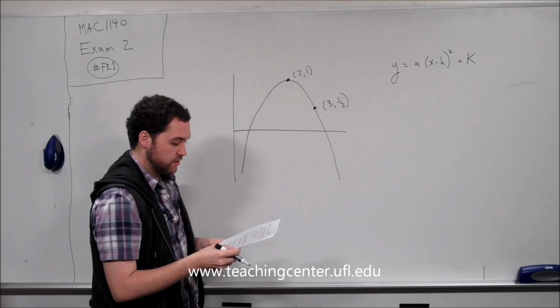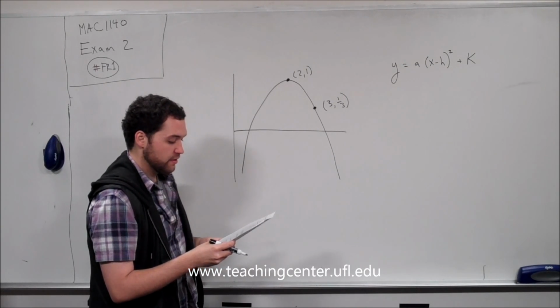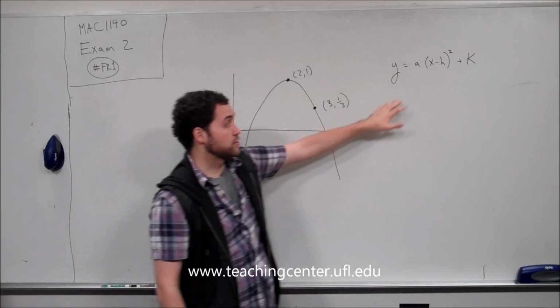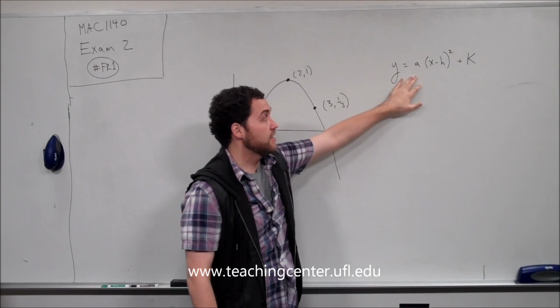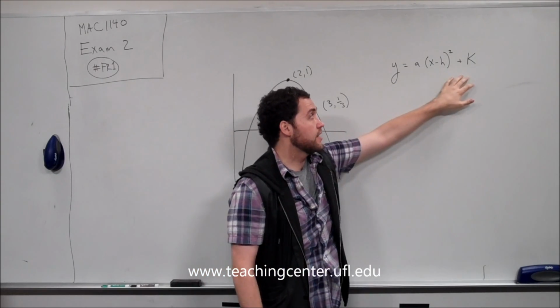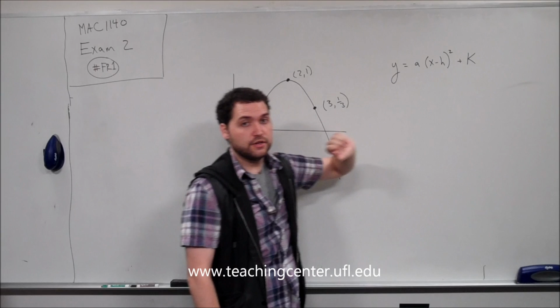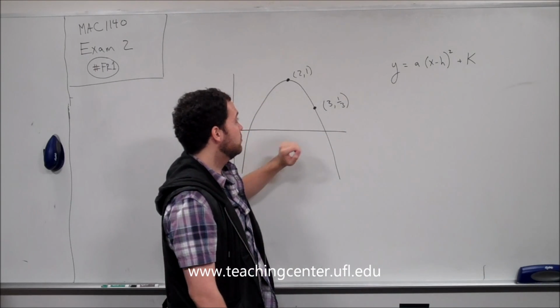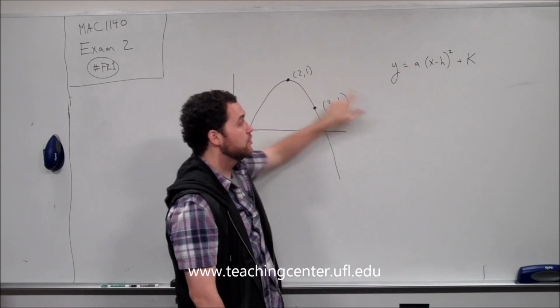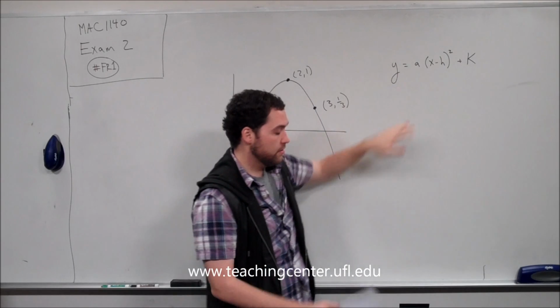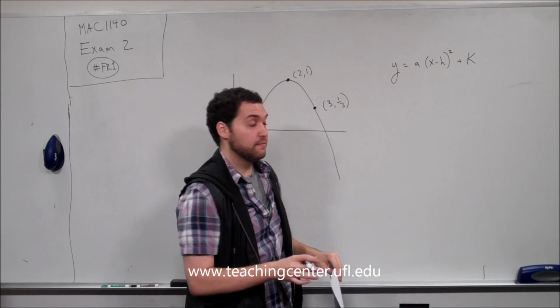In the first part of this question, they want you to write the equation of the parabola in standard form, which is given as follows. A is a constant, and H and K are constants, but H and K actually represent your vertex. So we can use this point to fill in H and K. And they tell you to leave A just as A for the time being.